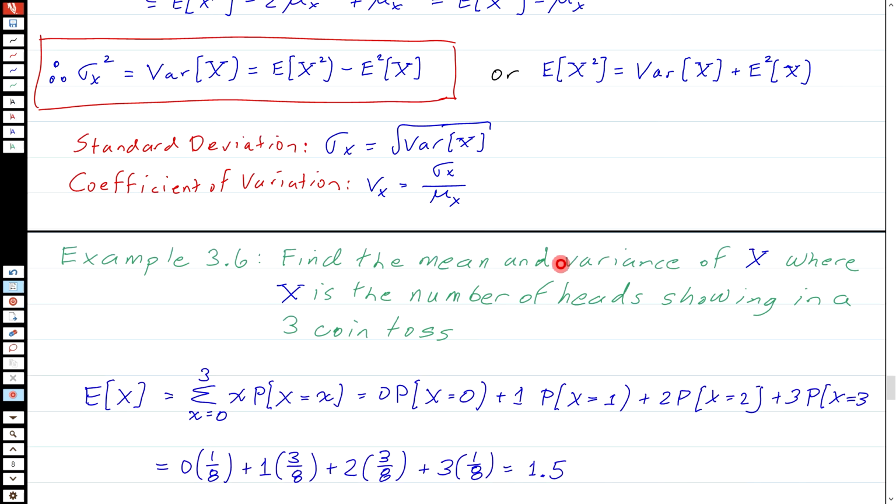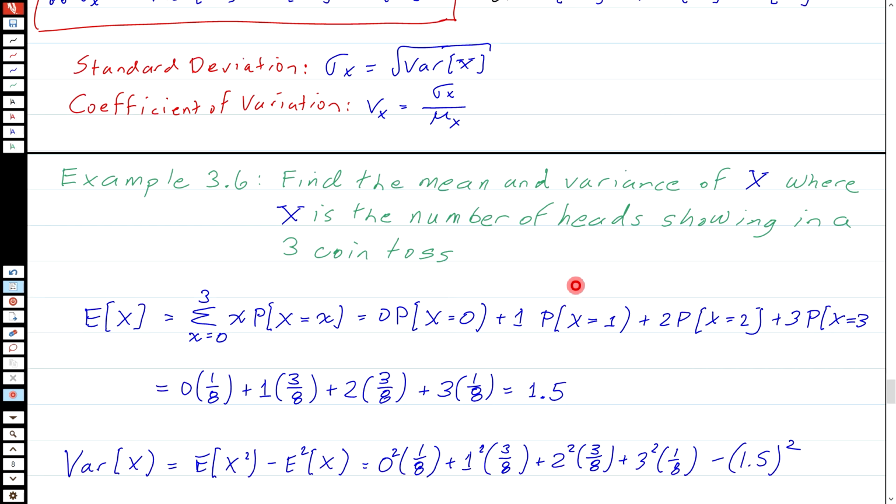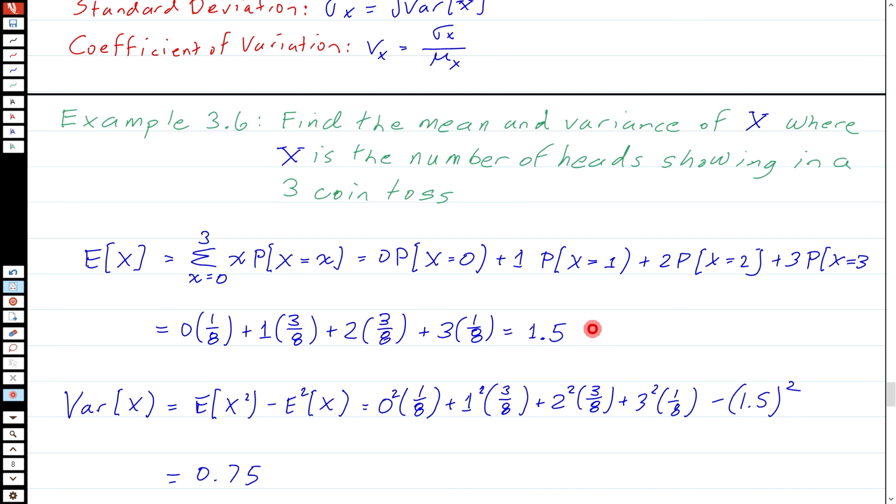Okay, so let's illustrate this with an example. This is to find the mean and variance of x, where x is the number of heads showing in a 3-coin toss. We've already done the mean. We saw that the mean was the sum of all possible values times their probability of occurrence, which turned out to be 1.5, which basically was just saying that half of the time we're getting a head in our coin toss. Variance we haven't seen yet.